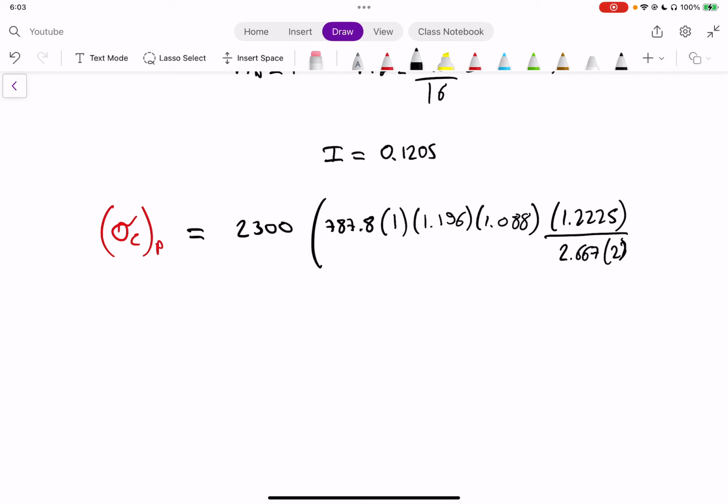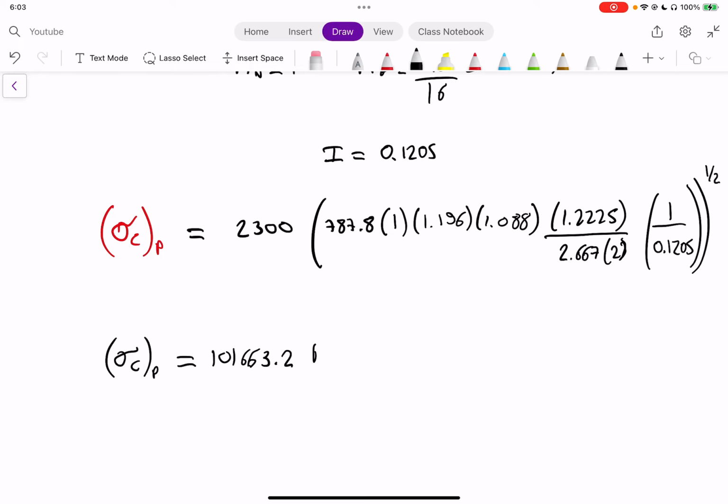And then finally, you have 1 over 0.1205, all to the power of 1/2. And if you solve for this, you get a value for sigma c of the pinion. You get a value of 101,663.2 psi as your stress.